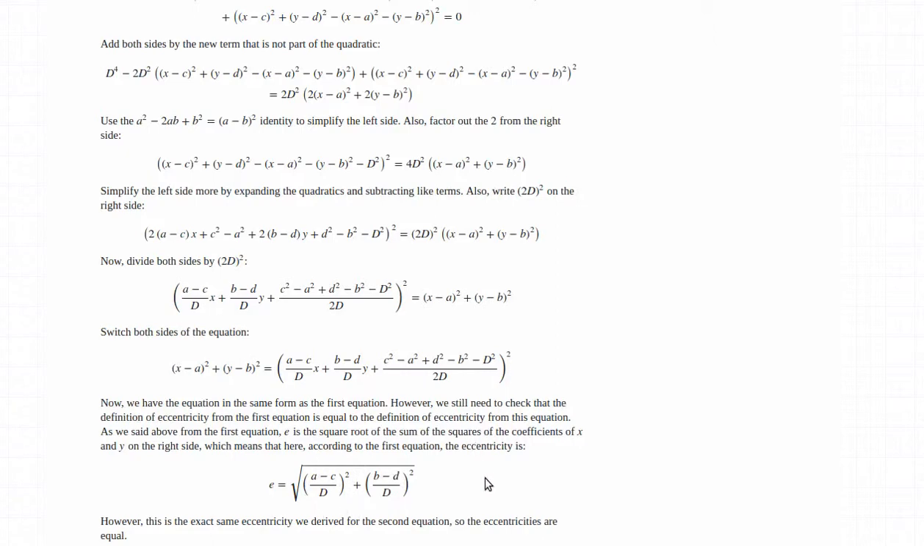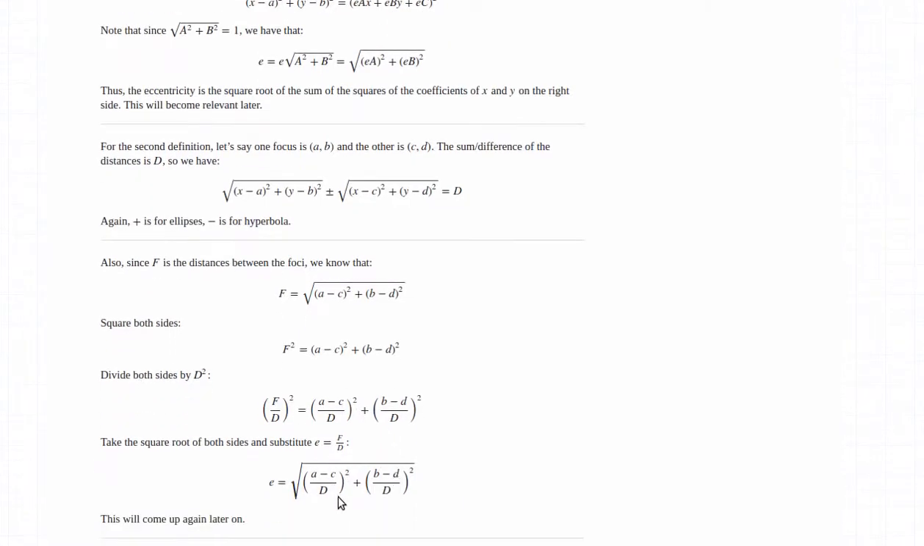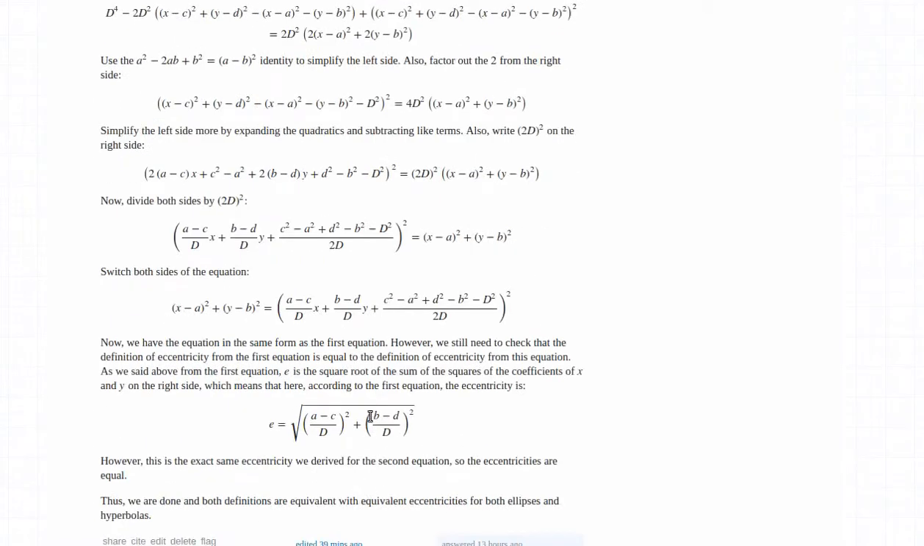Now according to the second equation, it is the square root of ((a minus c over d) squared plus (b minus d over d) squared). So we have to realize, according to the second equation, we have that, and according to the first equation, we have that. So they're equal. We have the same eccentricity and the same equation form. That means these two definitions are equal. We are done.